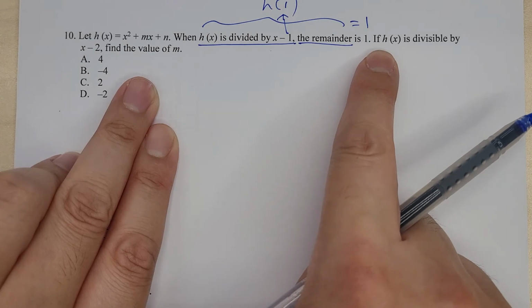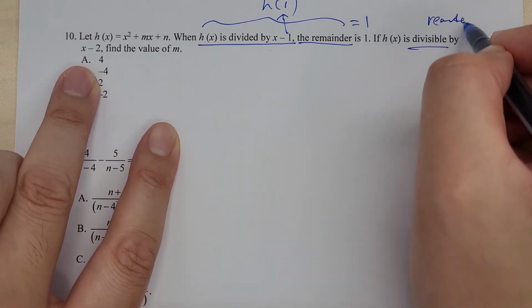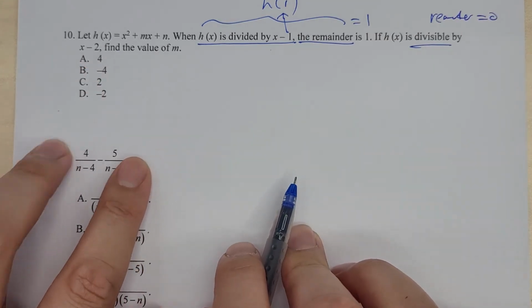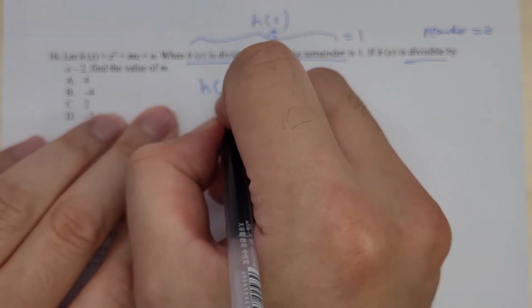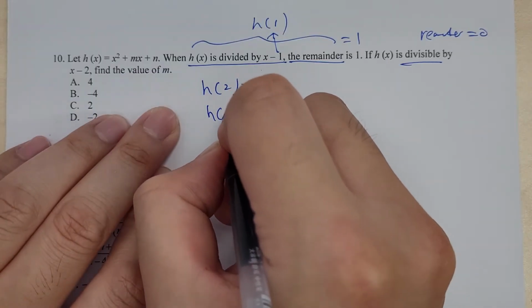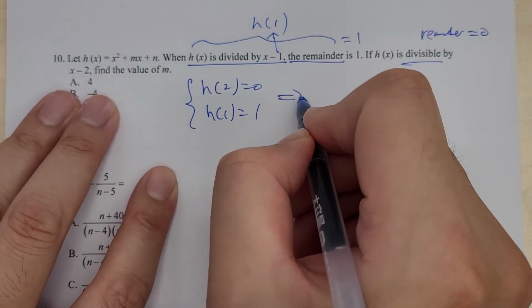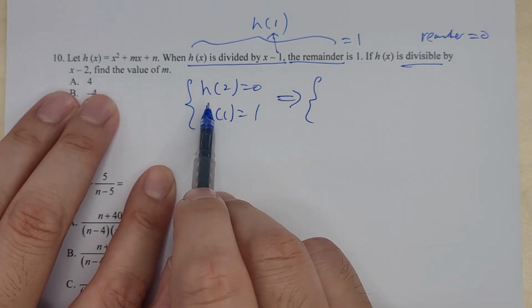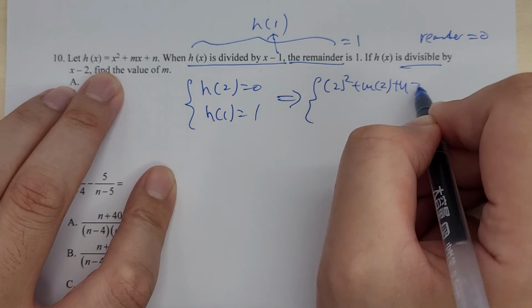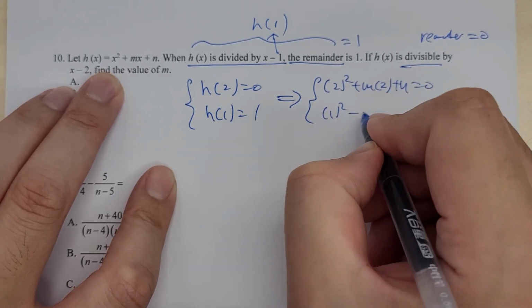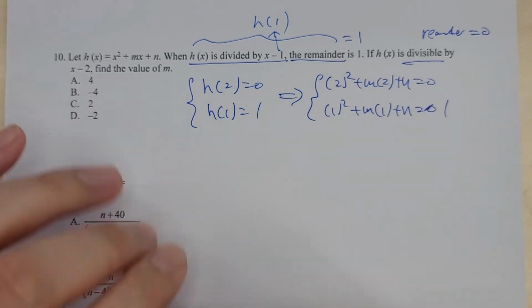Second, h(x) is divisible by x minus 2. That means the remainder is equal to 0 when it is divided by x minus 2. That means h(2) equals 0. Also, h(1) equals 1. You have these two equations here. How to solve this? You should know the meaning of h(2). So that is 2 squared plus m times 2 plus n equals 0. Also, 1 squared plus m times 1 plus n equals, sorry, positive 1.